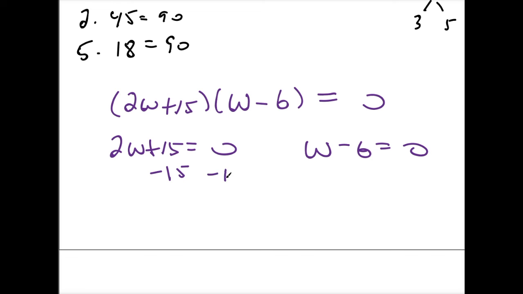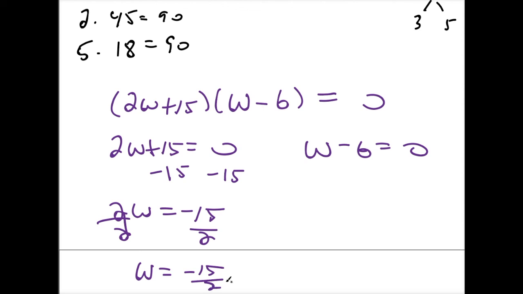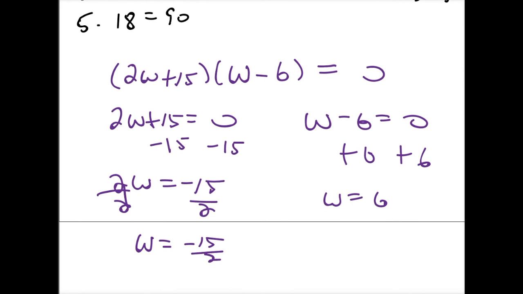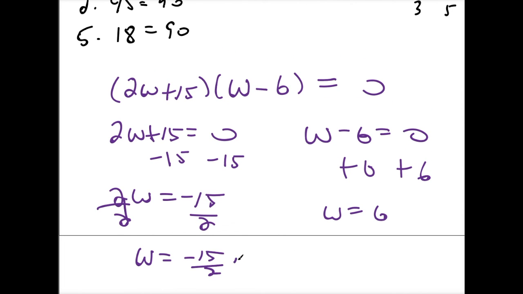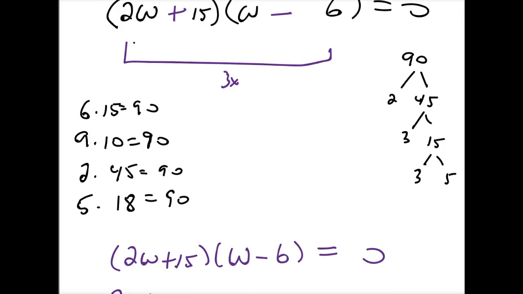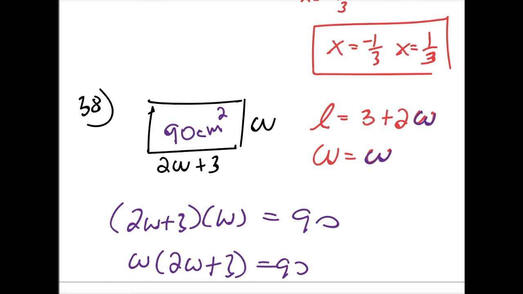Minus 15. Minus 15. 2w equals negative 15. 2w. 2w. W equals negative 15 over 2. This one is plus 6, plus 6. W equals 6. Now you have a choice. You can leave it as a fraction, but that's approximately equal to negative 7.5. All right? You have a choice. You can make your width on this real life application problem negative 7.5 or a positive number.